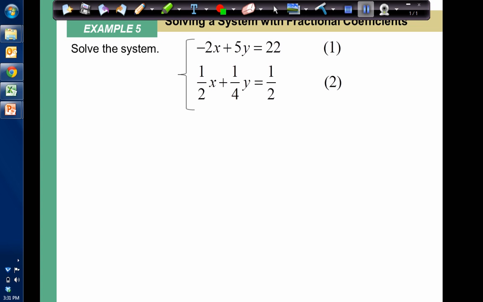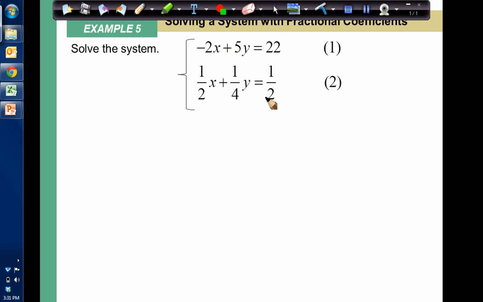So what if we have fractional coefficients? For example, we have this second equation, 1/2 x plus 1/4 y equals 1/2. In this case, I would recommend multiplying by the least common denominator first.